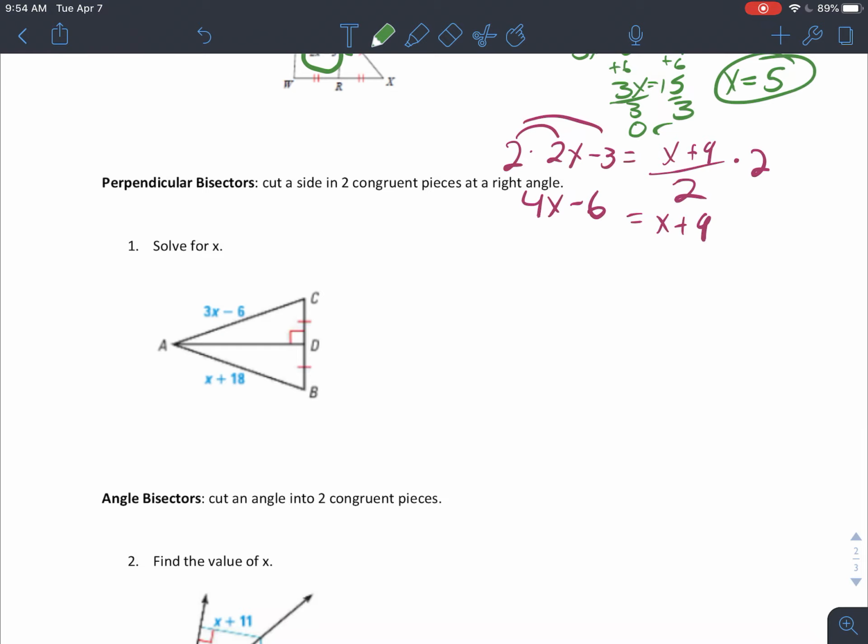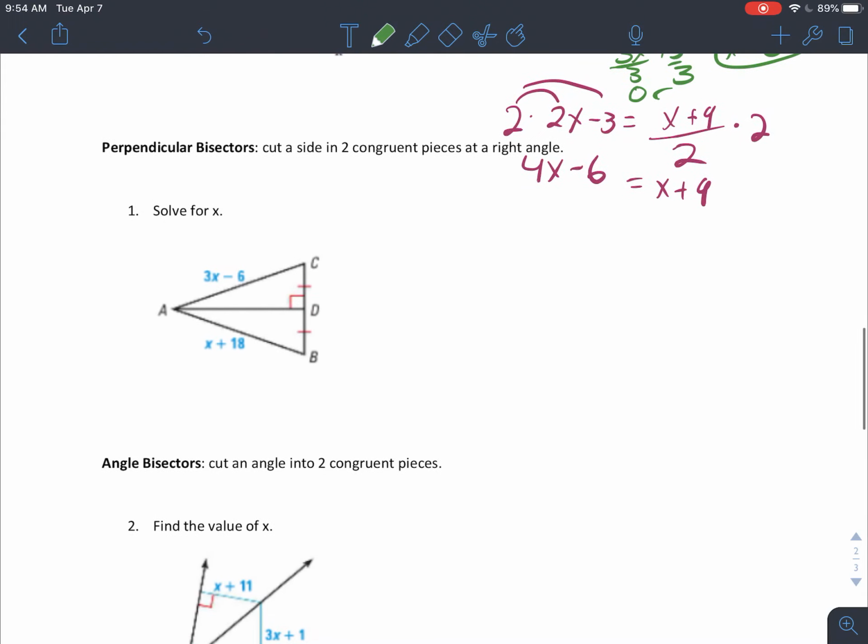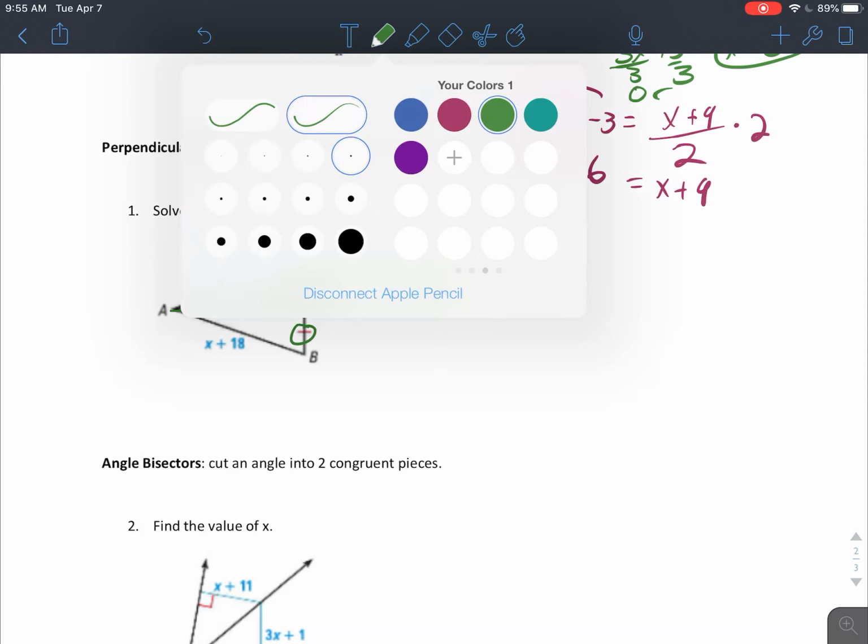All right, a perpendicular bisector cuts a side into 2 congruent pieces at a right angle. It says solve for x. It's telling us that this is the perpendicular bisector right here. It cut a side into 2 congruent pieces with a right angle, so this piece is congruent to this piece. Perpendicular bisectors occur inside of isosceles triangles.